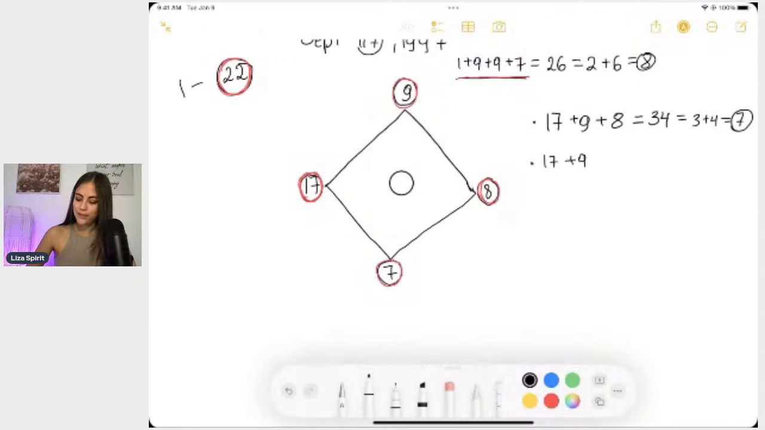17 plus 9 plus 8. Now we have 7 plus 7. I already know that it was 34. So 34 plus 7 is 41. And yeah, we don't have energy number 41. So we do 4 plus 1 again. And we get 5. And it goes in the middle. So that's the main energy number 5.